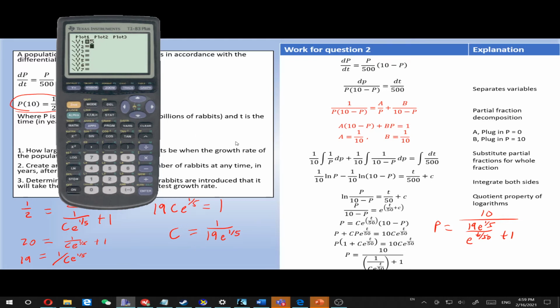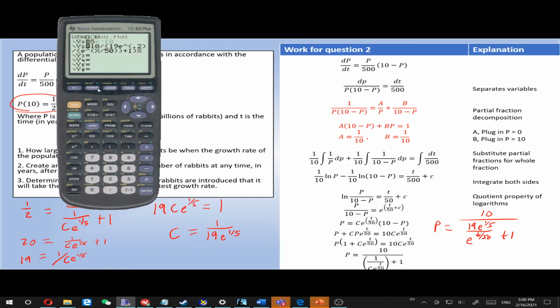So our population will be 5 whenever 10 divided by all of 19 e to the 1/5 divided by e to the t over 50 plus 1 is equal to 5. I'm going to count my parentheses just to make sure. So open, open, close. I've got 1 open. Open, open. I've got 3 open. Close, close, close. Okay.